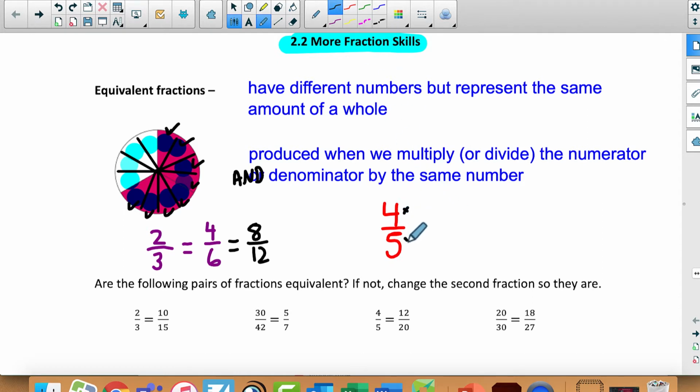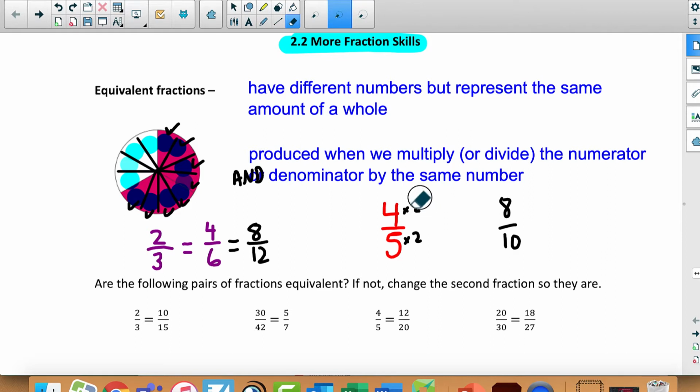Now what won't work is if I multiply by 0. If I multiply by 0, I'm going to get 0 over 0. That's definitely not equivalent. So don't multiply by 0. Don't multiply by 1 either. If you multiply by 1, you're going to get 4 over 5. It just stays the same. But if you multiply by anything else, you can get an equivalent fraction. Now, don't multiply by a decimal or something weird like that. Multiply by something easy. Start with 2. If I multiply by 2, I get 8 over 10. So that is definitely an equivalent fraction.